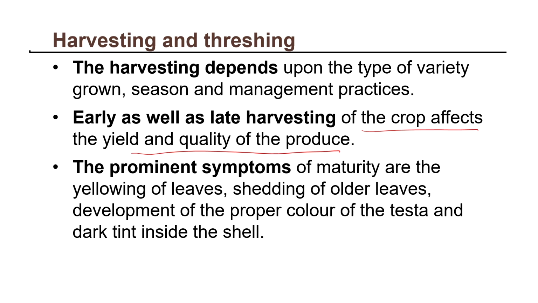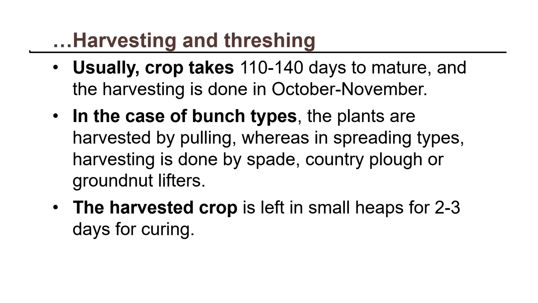The prominent symptoms of maturity are the yellowing of leaves, shedding of older leaves, development of the proper color of the testa and dark tint inside the shell. So, these are the symptoms or observations one can take to consider the harvesting stage of the crop. Usually crop takes 110 to 140 days to mature, and the harvesting is done in October to November. Of course, the maturity period will be determined by the variety. We have different varieties of different duration.